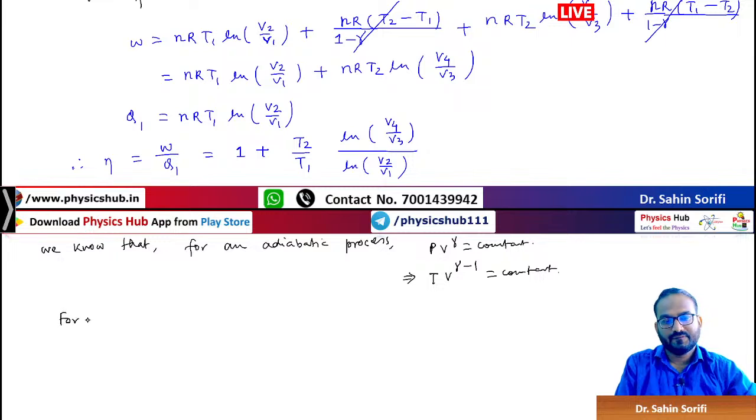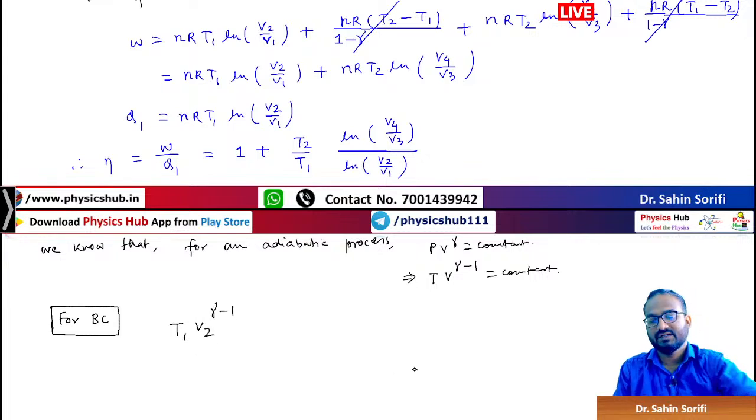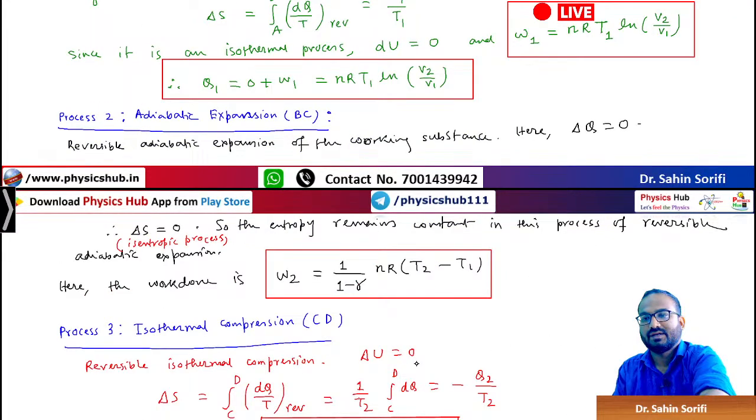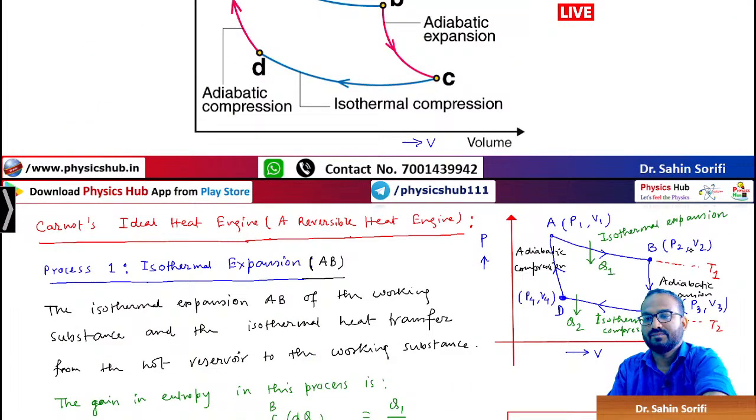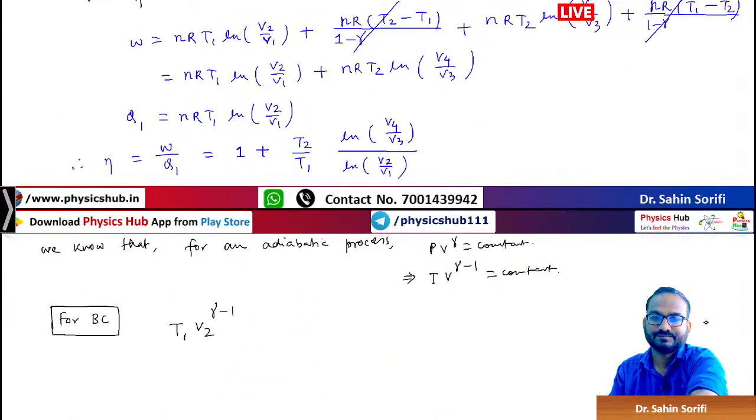So we are applying it for the path BC. If I apply for the BC portion of the curve, we can say that initially the temperature was T1. What was the volume? V2 to the power gamma minus 1. Look at the points B and C here. At B, the pressure is P2, volume is V2, temperature is T1. So T V to the power gamma minus 1 gives T1 V2 to the power gamma minus 1, and here T2 V3 to the power gamma minus 1.